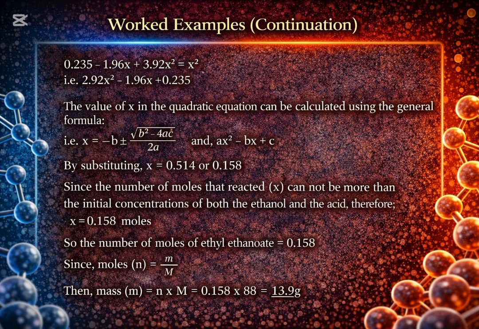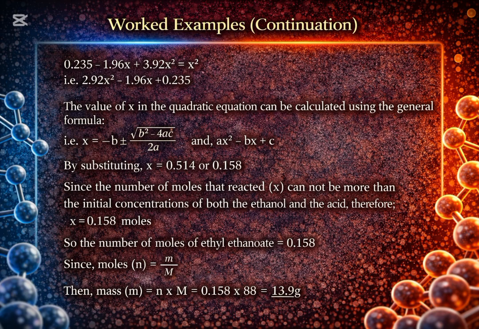Now, the value of the X in the quadratic equation can be calculated using the general formula, which is X is equal to minus B plus or minus square root B squared minus 4AC all over 2A. We all know that general formula for quadratic equation, which will be used to solve the question. Then after using the formula carefully, after substitution, the X value will be 0.514 or 0.158. Don't forget, for this quadratic equation, you will get two values.